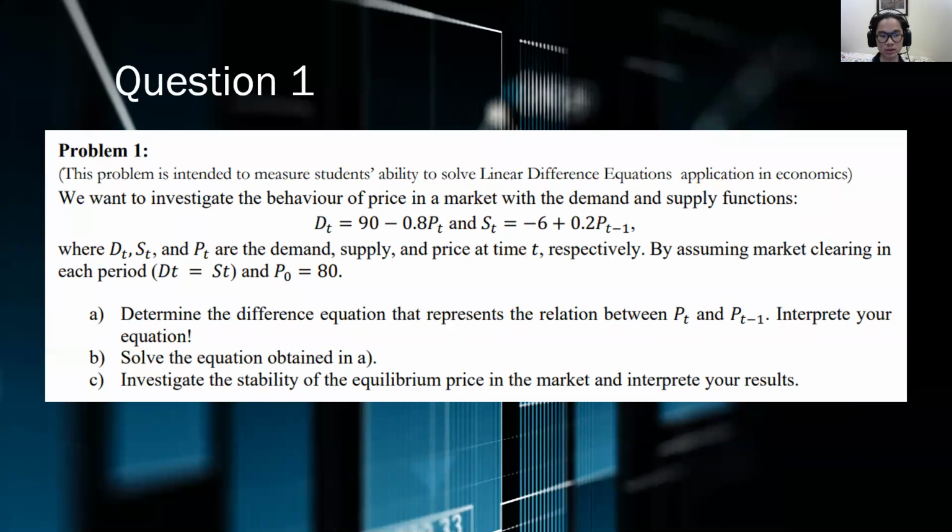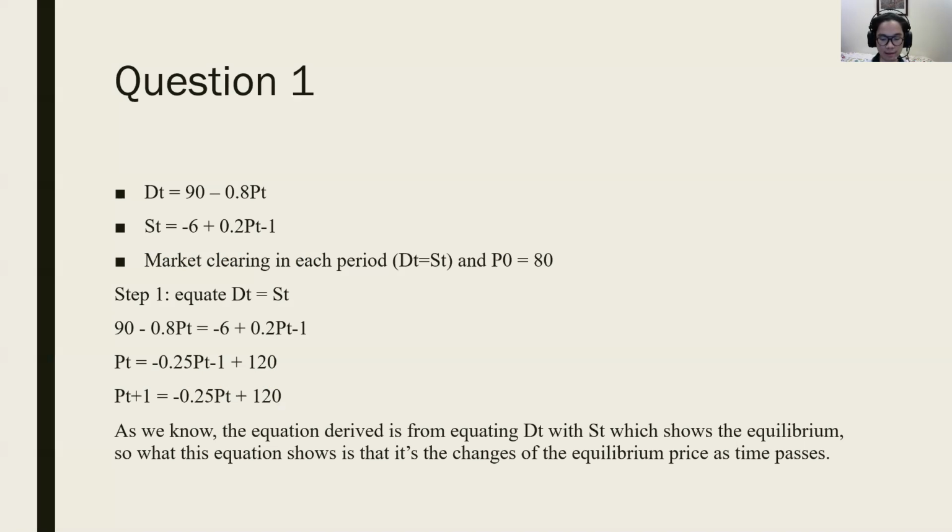Now, by assuming market clearing in each period, dt is equal to st and p0 is equal to 80. Now, the first question is to determine the difference equation that represents the relation between pt and pt minus 1, and then we're asked to interpret the equation. And then we're asked to solve the equation obtained in part A, and last but not least is to investigate the stability of the equilibrium price in the market and to interpret the results.